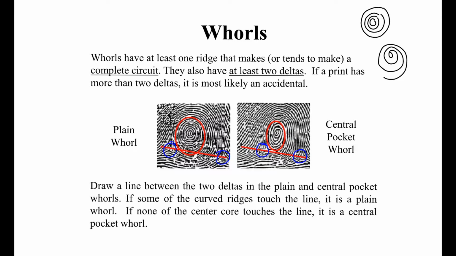So another trick is to use the deltas. On a plain whorl, you will find your two deltas. You would draw a line that connects the two deltas, and if the ridges touch the line, so if those circular patterns go around the line, then it is a plain whorl. But if the patterns sit above the line, so they don't touch the line, then it's a central pocket. And central pockets always have a center core, like they have an opening right there.